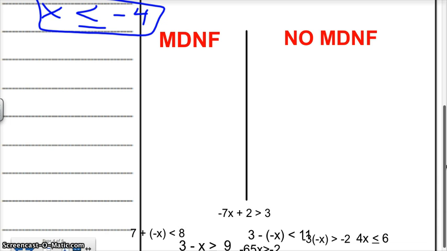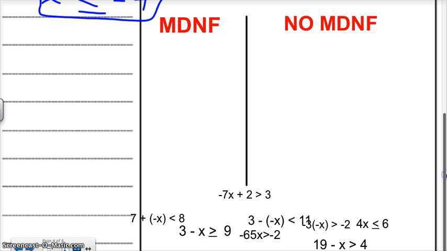Let's do negative 7x plus 2 is bigger than 3. Would I MD&F that? Yes, because the negative is to the left of the variable. So this would be an MD&F-er. I would flip that inequality.